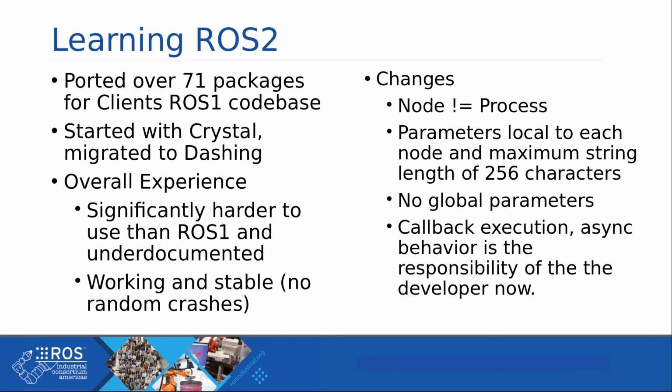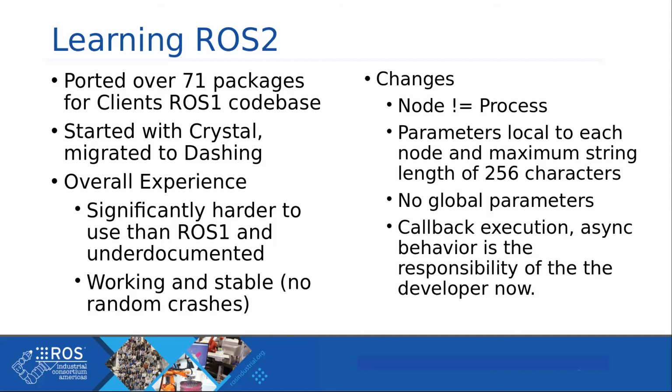Some of the main changes he highlighted: nodes don't necessarily equal processes, because it now supports components in that sense. Parameters are now local to each of the nodes, and there's a maximum string length of 256 characters on strings, which has caused some limitation issues with, say, loading a URDF, SDF or SRDF into parameters. So most of them are switching over to storing file paths. Also, there are no global parameters at the moment. Everything is specific to a node.